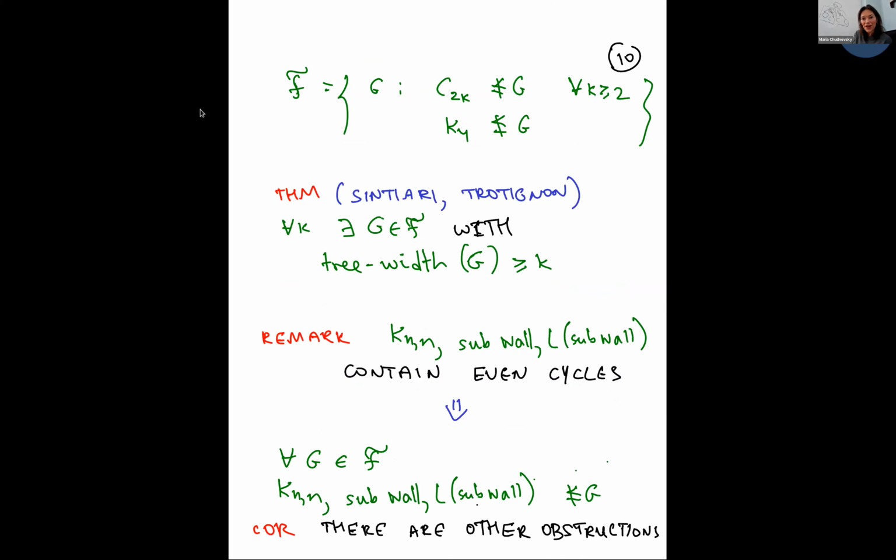So Sintiari and Trotignon constructed a family of graphs that are even hole free. A hole is an induced subgraph, a hole is an induced cycle, an even hole is an induced cycle of even length. So I wrote it here honestly. So no even holes, no complete graph on 4 vertices, and yet arbitrarily large tree-widths. Right, for every k, there is a graph in that family of tree-width at least k.